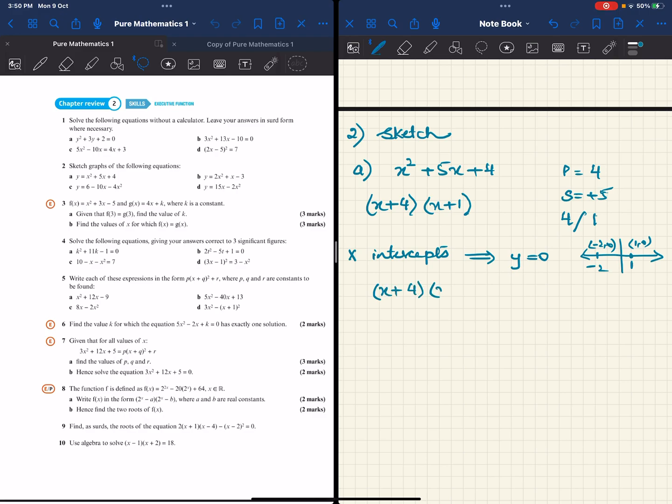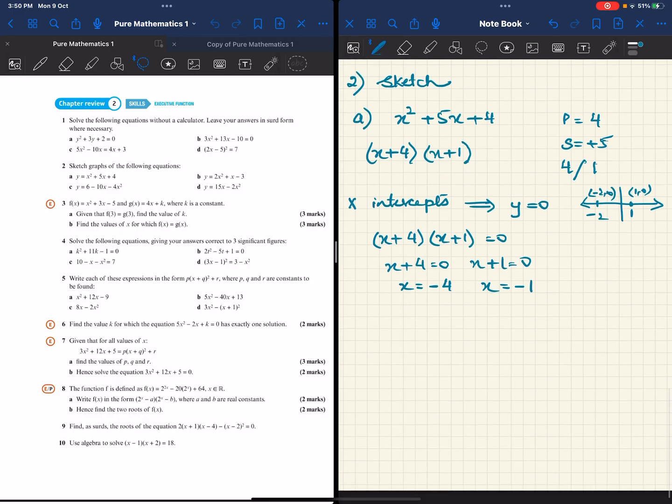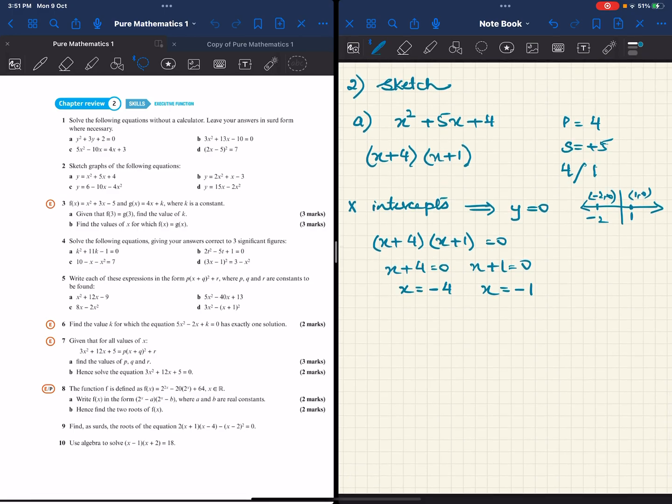So x plus 4 into x plus 1 is equal to 0. x plus 4 is equal to 0, x plus 1 is equal to 0. x is equal to negative 4, x is equal to negative 1. We got our x-intercepts, and we need to also show the y-intercept. So the graph cuts the y-axis also. The y-intercept will be the constant here. So the constant value is 4, so the graph will have a y-intercept of 4.